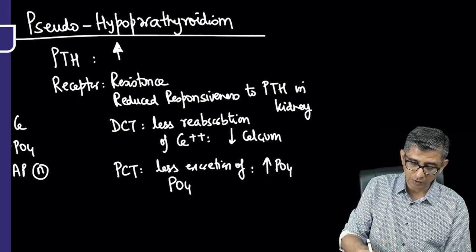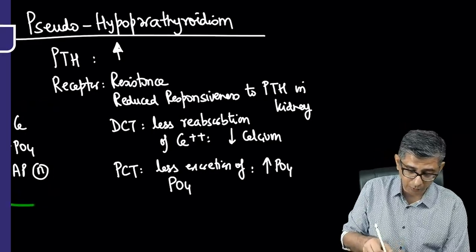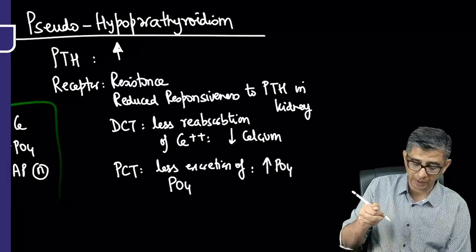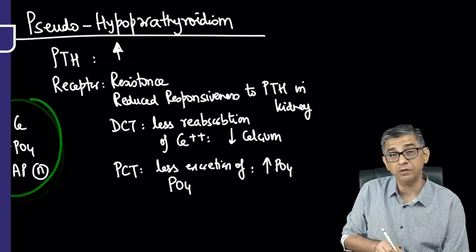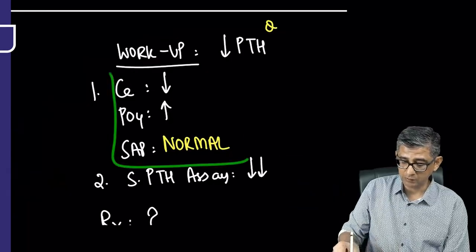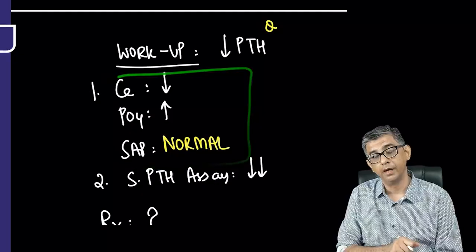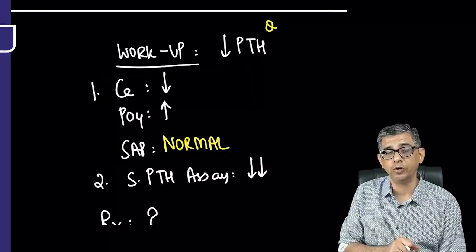If you focus on this particular report, the one that I have marked out in green, I'll mark out the report once again: less calcium, more phosphate, and SAP is normal. The same report which I've highlighted here was even discussed on the previous slide. I'm swapping the slide, guys. The same report was discussed even for hypoparathyroidism. The blood report in hypo and pseudo hypoparathyroidism is the same.